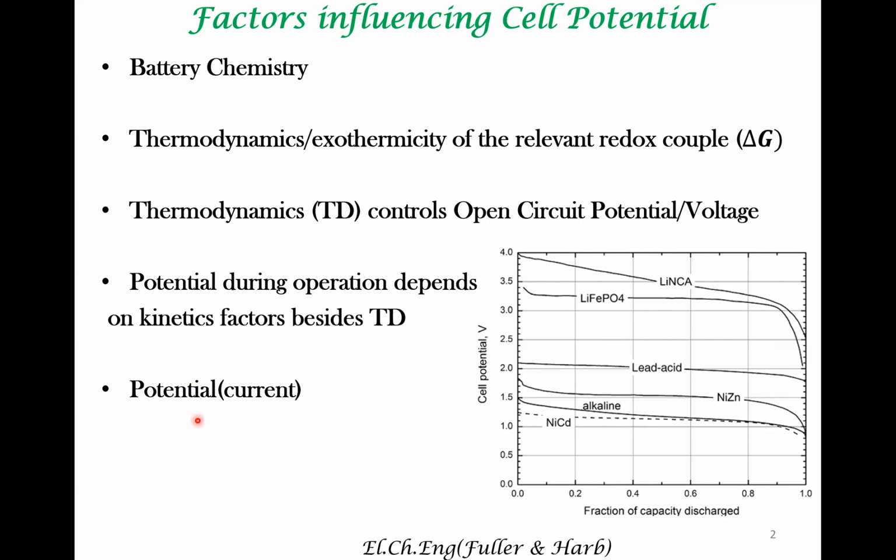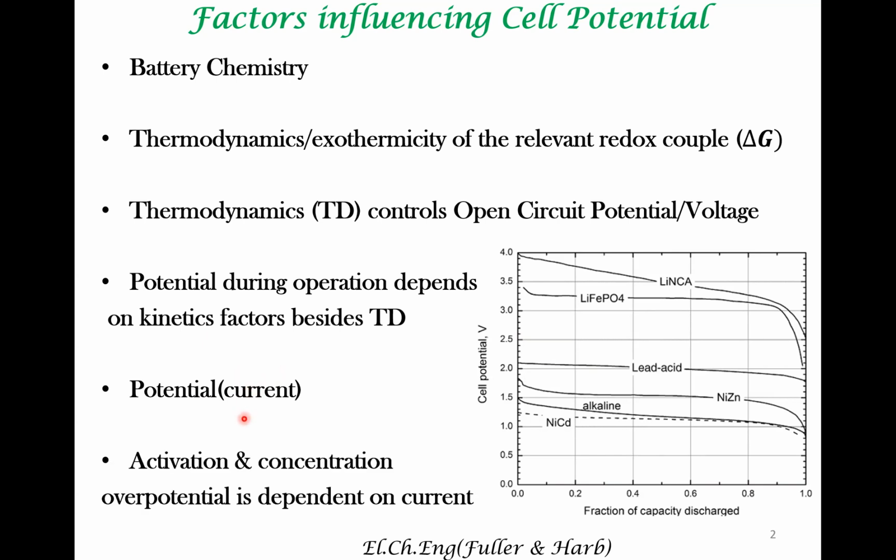What I'm trying to say is, when I say the potential during operation depends upon kinetic factors, what I mean is that the potential is also dependent on the amount of current that I'm extracting from the battery. Supposing I'm extracting a very small current from the battery, the potential will be different at the same state of charge. And if the current I'm drawing from the battery is much more at the same state of charge, the potential will be different. This is what is meant by potential being dependent upon current, or rate factors, or the kinetic factors.